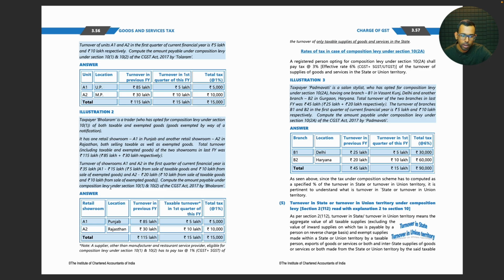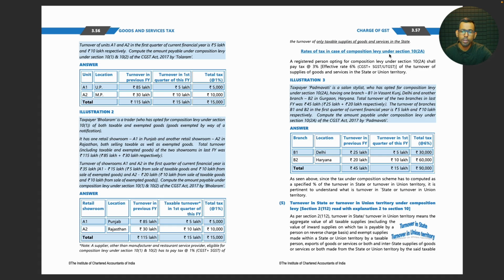Compute the amount payable by Bolaram. So A1 showroom 35 lakhs total, and turnover in previous year 85 and 30. For the current year, you just remove all the exempt supply and bring only the taxable supply. 5 lakhs taxable here, and then 10 lakhs sale of taxable goods. For the purpose of tax computation, you should not include exempt goods, so you have to be very careful. For computation of aggregate turnover, you have to include everything, so totally 35 plus 20, 55 lakhs. But for the purpose of tax, we bring 5 plus 10.